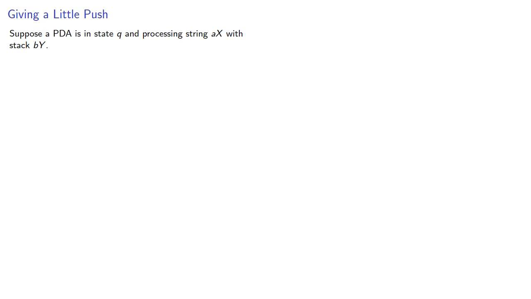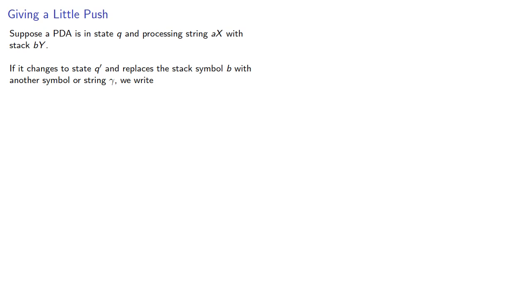Suppose a pushdown automaton is in state q and processing string aX with stack bY. If it changes to state q' and replaces the stack symbol b with another symbol or string gamma, we write (q, aX, bY) derives (q', X, gamma Y), and describe the transition as delta(q, a, b) = (q', gamma).